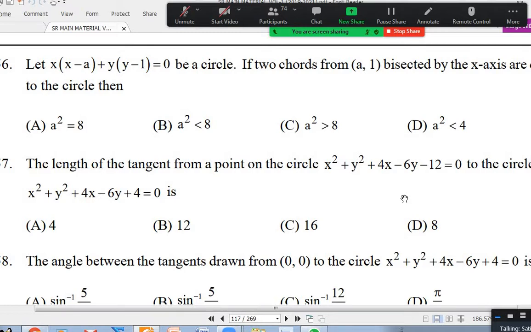You can also do the root S11 formula. How is that? You take any point on the first circle as x1 comma y1, then we know it should satisfy this. So x1 square plus y1 square plus 4x1 minus 6y1 minus 12 equal to 0. Keep it like that. Now what is the length of tangent from x1 y1 to the second circle? Square root of x1 square plus y1 square plus 4x1 minus 6y1 minus 4 plus 4. This is the formula for root S1.